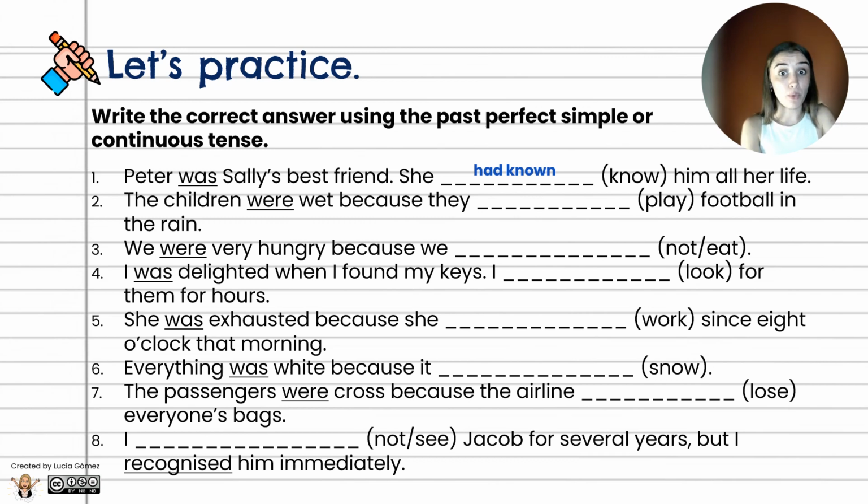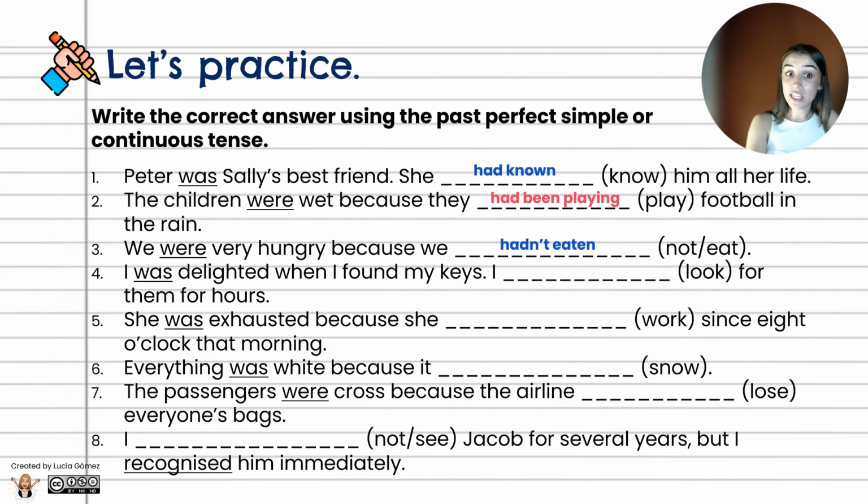The children were wet because they had been playing football in the rain. Los niños estaban mojados porque habían estado jugando. Me interesa remarcar que había sido una acción larga porque estaban mojados. We were very hungry because we hadn't eaten. The important thing here is not the duration, but the result.